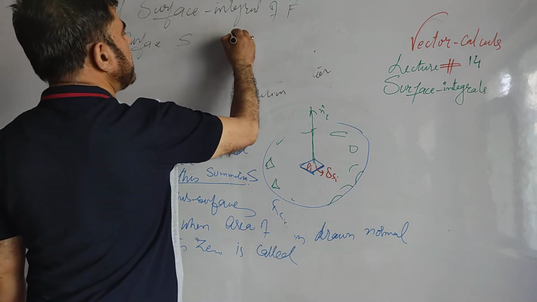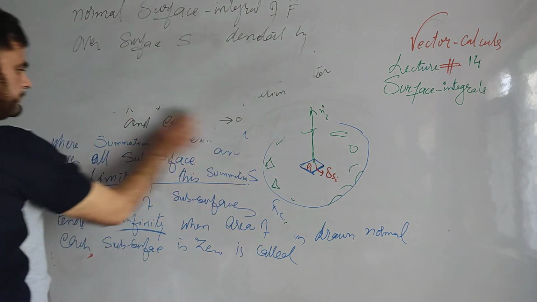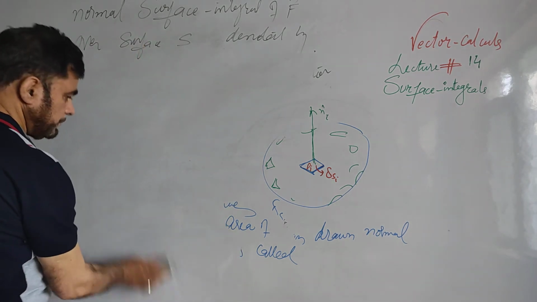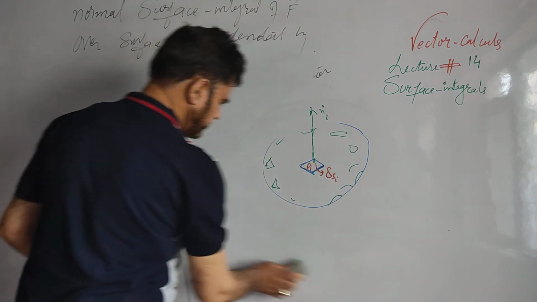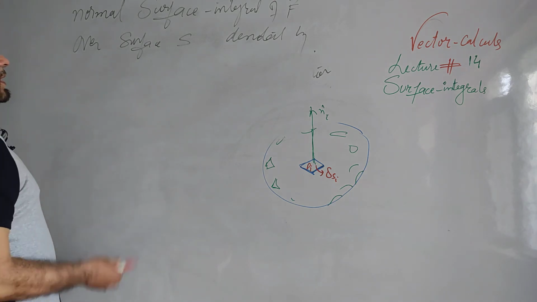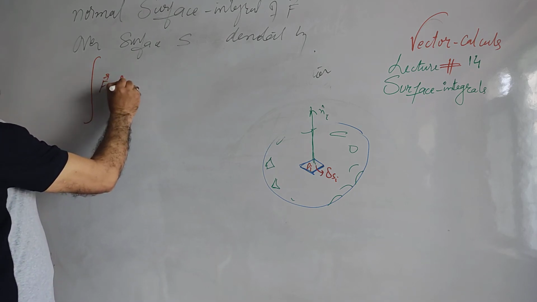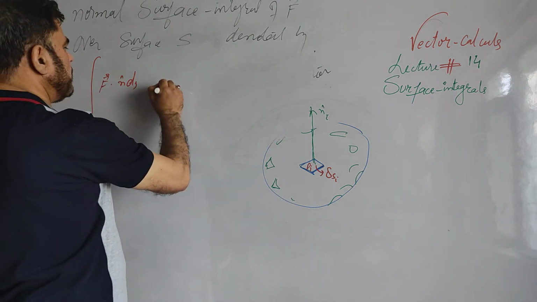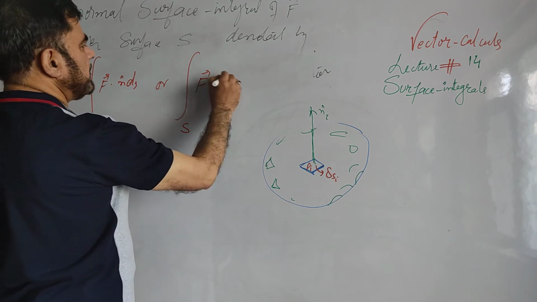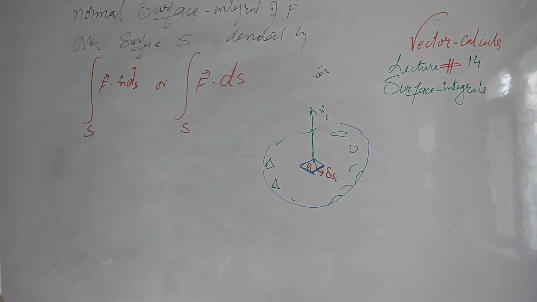S is usually denoted this way: integral of F dot n dS over S, or you may say it like this, surface integral over the surface S of F dot dS. You can denote it in this way also.